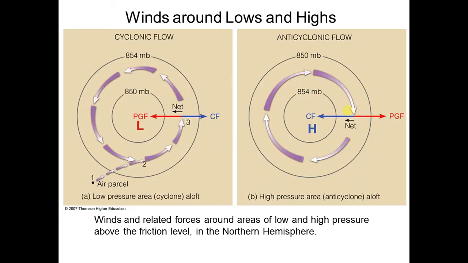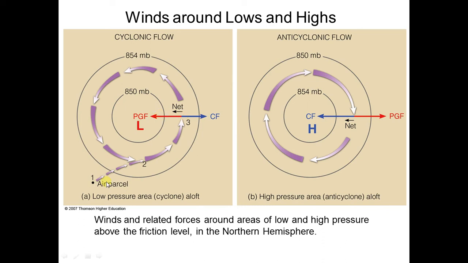What about for winds around lows and highs, above the level of friction? On the left, you have a low pressure system. Here you see a minimum pressure at the center of this low of below 850 millibars. This could be a 5,000 feet elevation chart, okay, showing pressures at 5,000 feet elevation. And you see you have some curved isobars around this low. Now the pressure gradient force, of course, is directed at right angles to the isobars toward lower pressure.